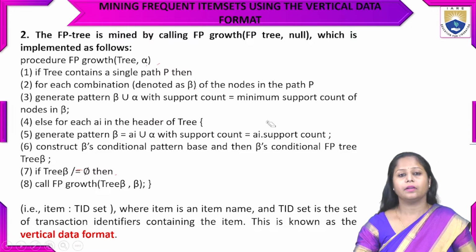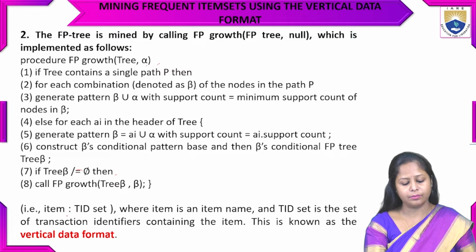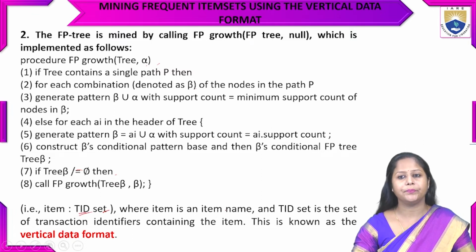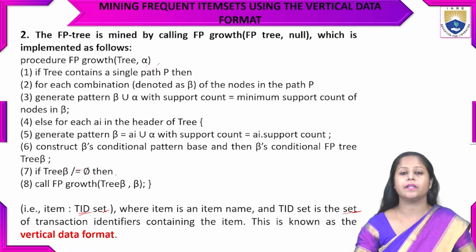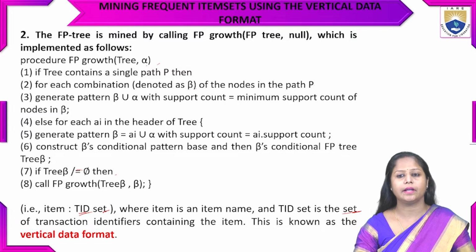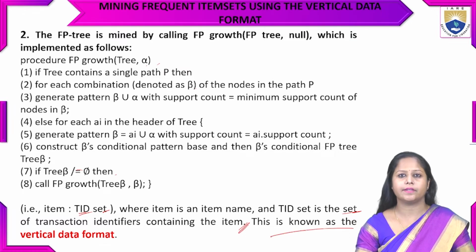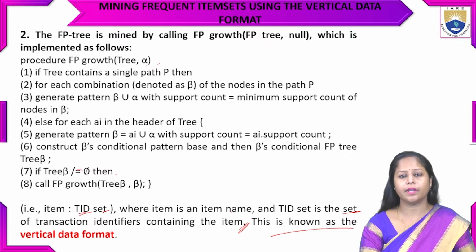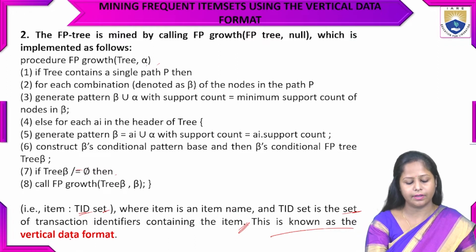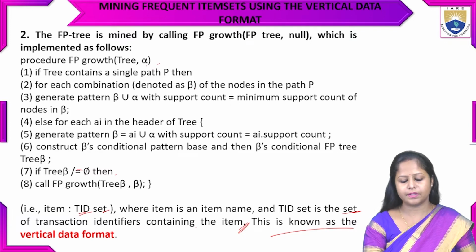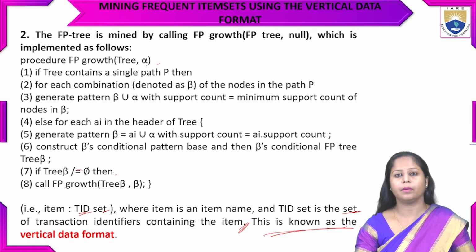So here the format is item, TID set, where item is an item name and TID set is the set of transaction identifiers containing the item. This type of data format is called a vertical data set. Earlier, in the earlier slide, we went through the horizontal data format. So this is the vertical data format.